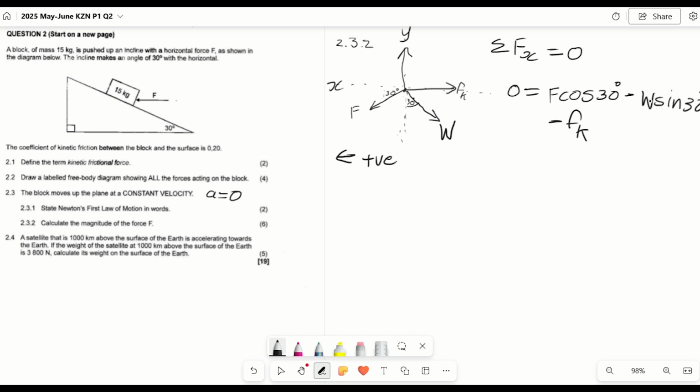So if we want to leave F as the subject of the formula, we can take W sine 30 and Fk to the other side of the formula. We'll have W sine 30 plus Fk, and that will equal F cos 30.